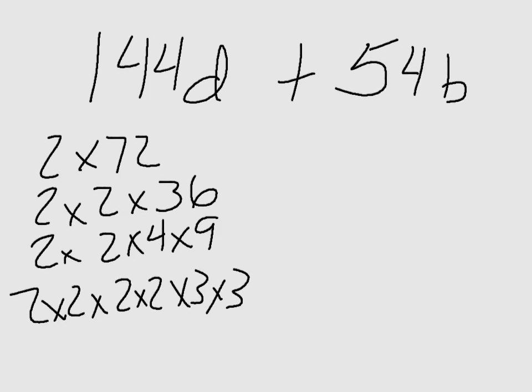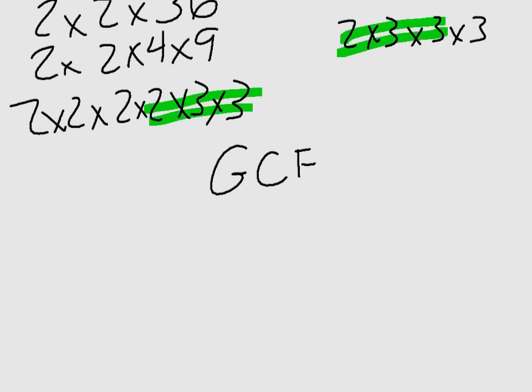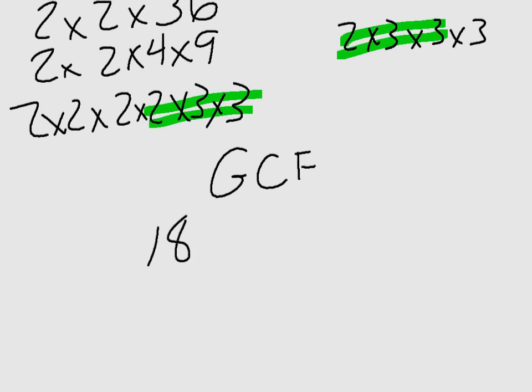And then 54 is, Mia? 6 times 9, good. 2 times 3 times 3 times 3. Okay? So, yep, factored that out. I noticed that they have 2 times 3 times 3 in common. So what does that turn into as a GCF? 18. So 18 people are going to get fed, and they're obviously going to get a lot of food here as we look at this.